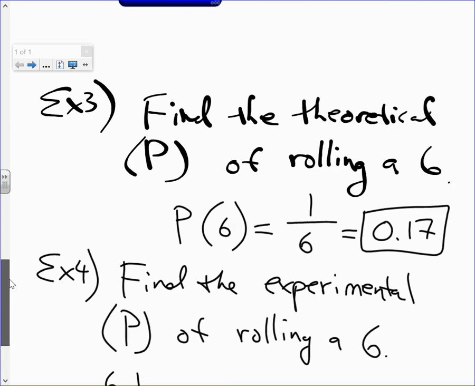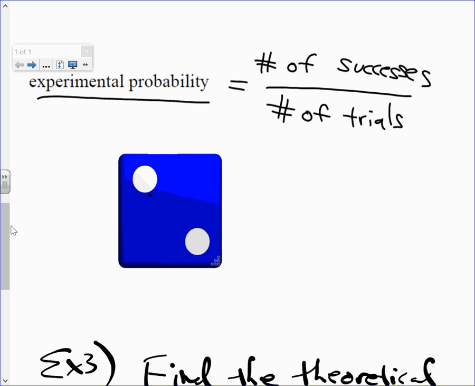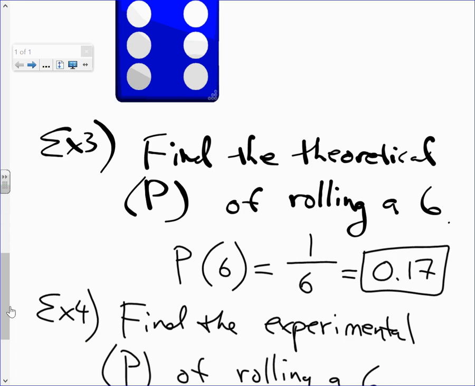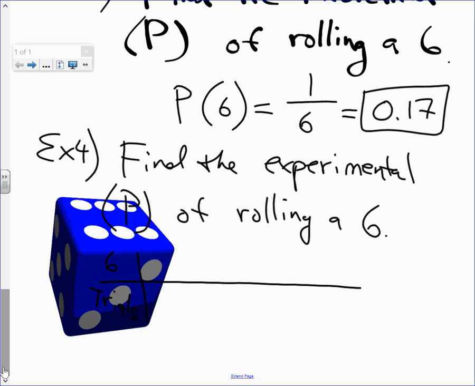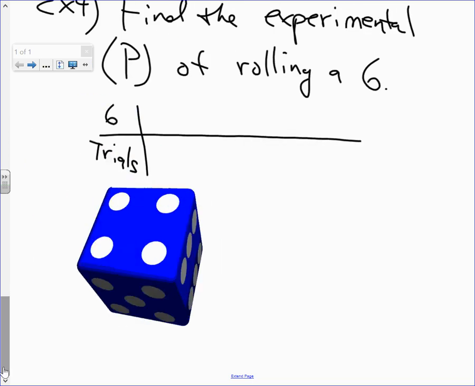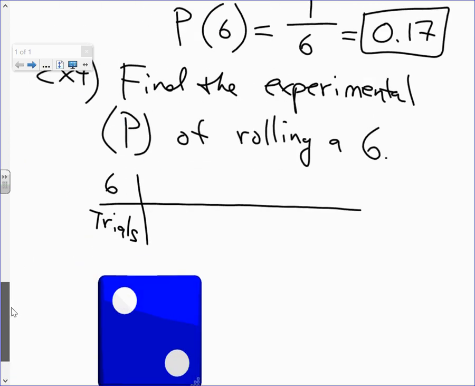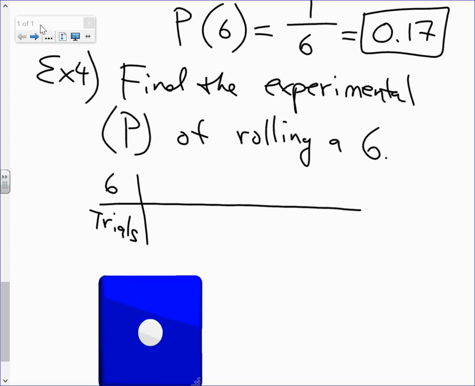So experimental is, the word experimental has the word experience in it. I'm going to roll the dice. Let me bring my dice down here. I think you probably get like 2 or 3. Let's see. I probably get 0. Okay, so first trial. Watch this. I'm gonna roll the die. Trial 1, I didn't get any 6.